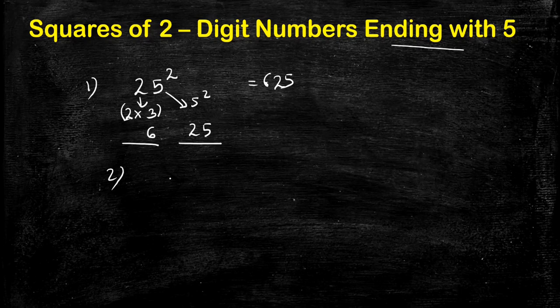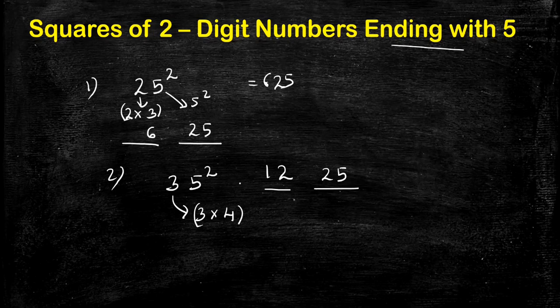Let's try another example, 35 square. Now we will have two parts. One part would be 25, and here we will have 3 multiplied by the next number, which is 4. 3 times 4 is 12. So 35 square would be 1225.